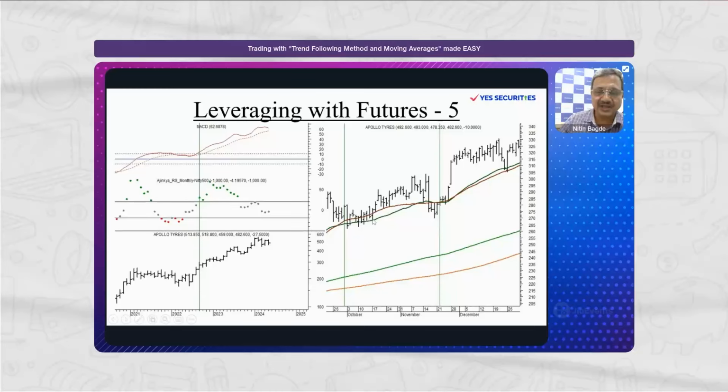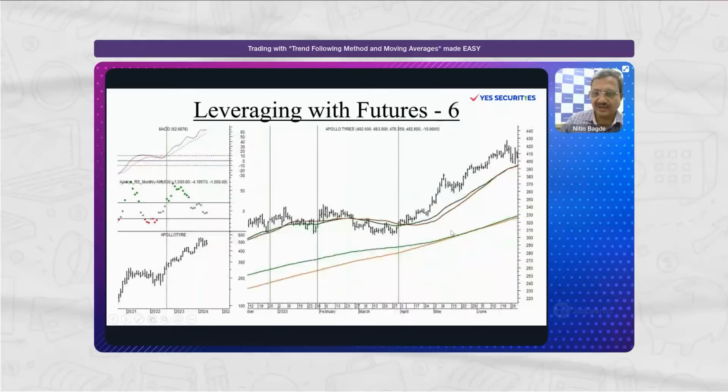The condition here is the price should be below 34 and it should be above 200. The 200 EMA should be above the 200 SMA. If these three conditions are met, then one should look for a reversal. Here is one reversal. Here is another reversal. If this chart were in candlesticks, this would be a bullish engulfing. So this is one reversal, this is one reversal, this is one reversal.